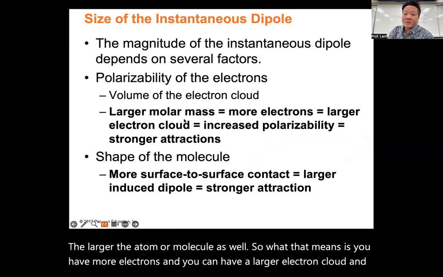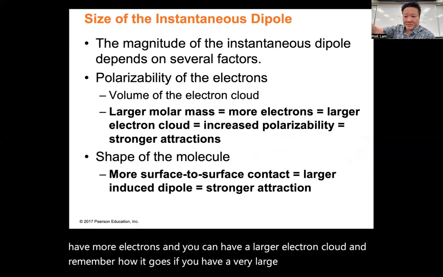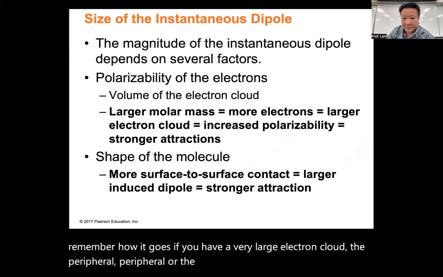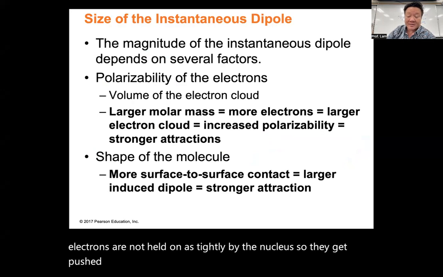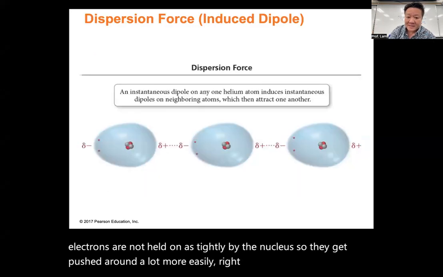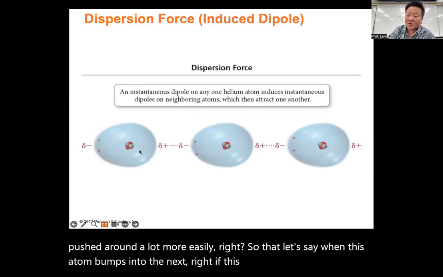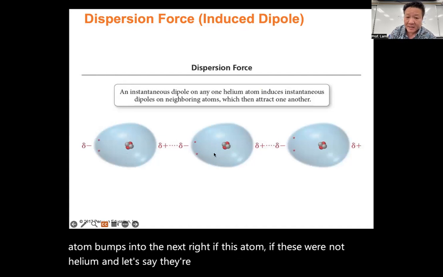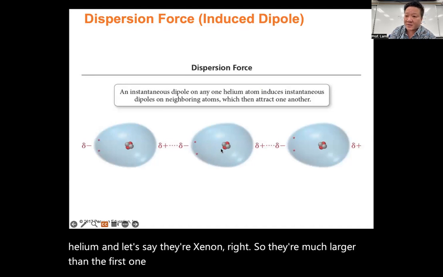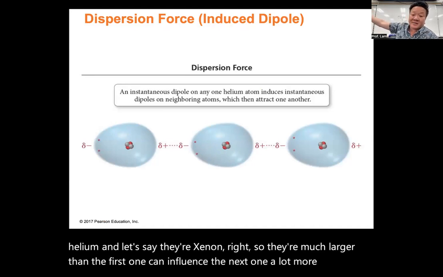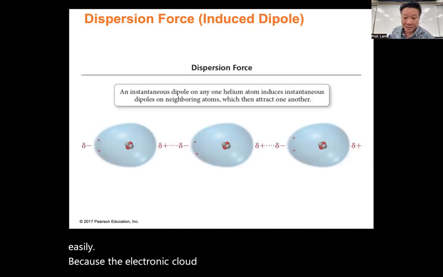And remember how it goes. If you have a very large electron cloud, the peripheral or the outermost electrons, the valence electrons, are not held on as tightly by the nucleus. So they get pushed around a lot more easily, right? So let's say when this atom bumps into the next, if these were not helium, and let's say they're xenon, so they're much larger, then the first one can influence the next one a lot more easily because the electron cloud is so far away from the nucleus, okay?